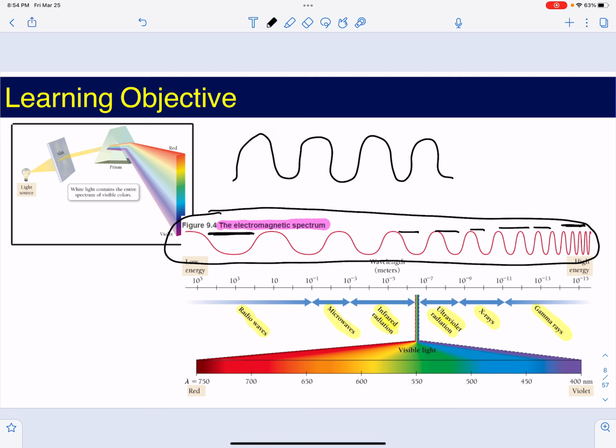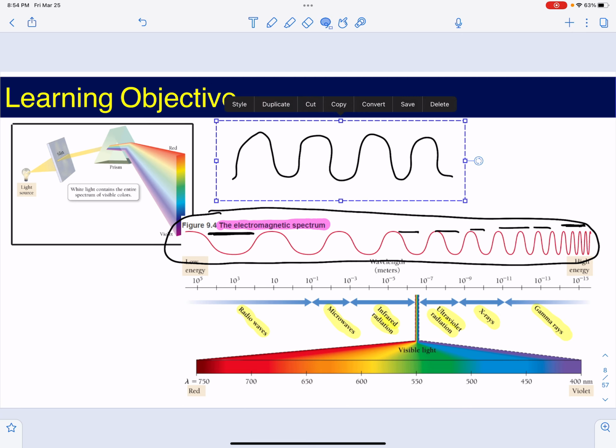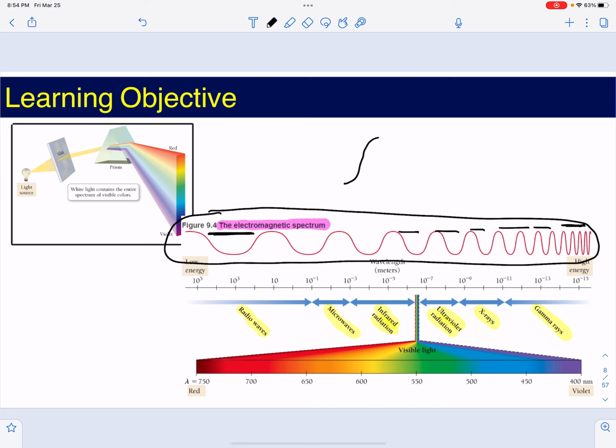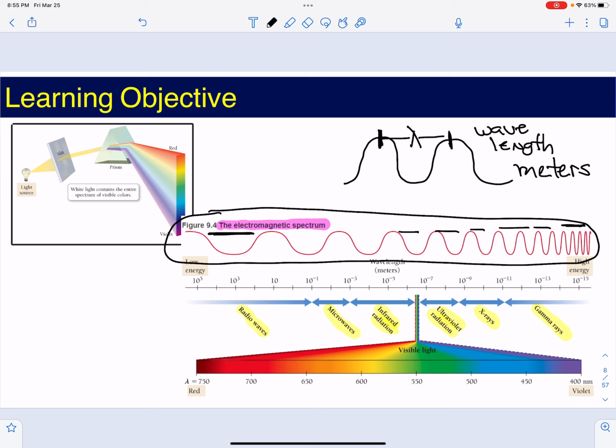So if we break this wave into, let's just see it on a smaller scale, something like that. We're going to have to define this in different terms. So we're going to say that from the top of the peak to the top of the other peak, we're going to call that lambda, which is what we call the wavelength, which is measured in meters. So it's just a measurement of length, the distance from one point to the other.